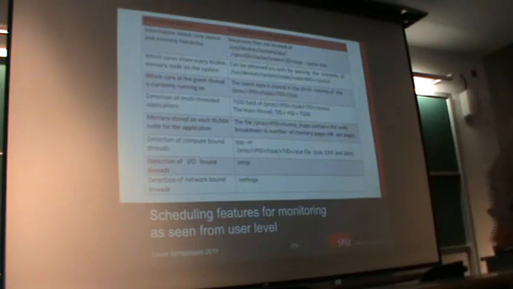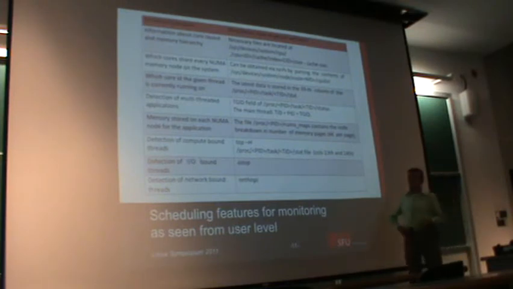So then detection of input/output bound threads. There is also an application on user level, which is what I am talking about, installed on Linux. What it will give you is pretty much the output similar to top, but it will give you the amount of traffic per process.